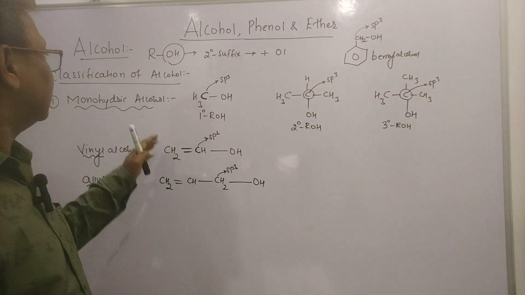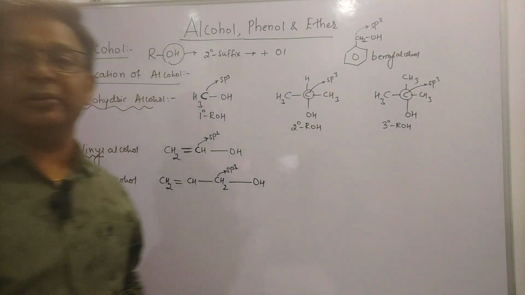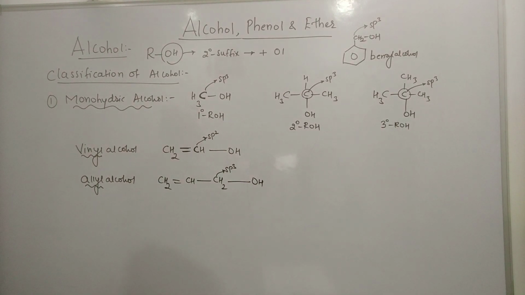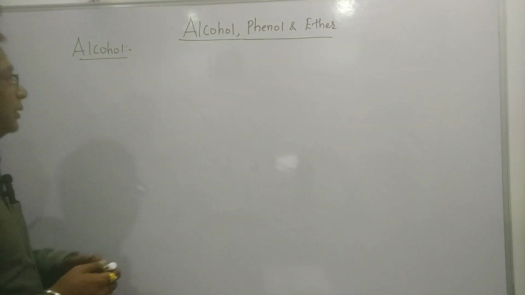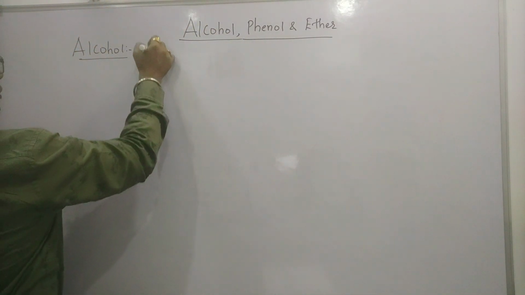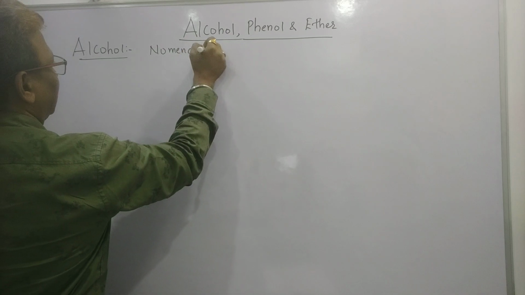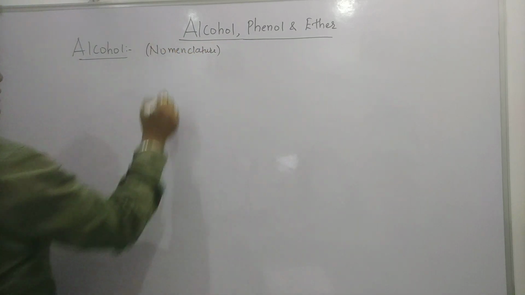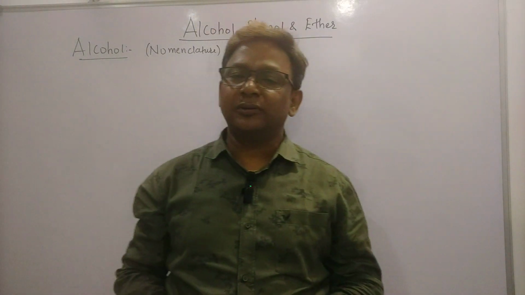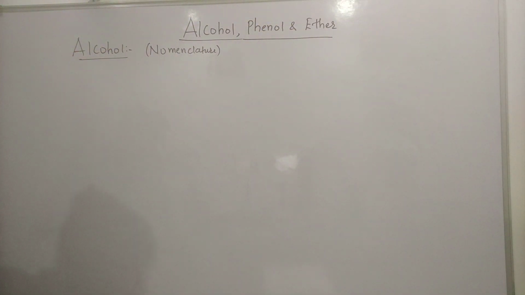Now after the classification of alcohol, we'll go with the nomenclature of alcohol. That is the IUPAC naming as well as the common name of the alcohol. I'll write a few compounds here, and based on those compounds we'll try to write the IUPAC as well as the common name of this alcohol.